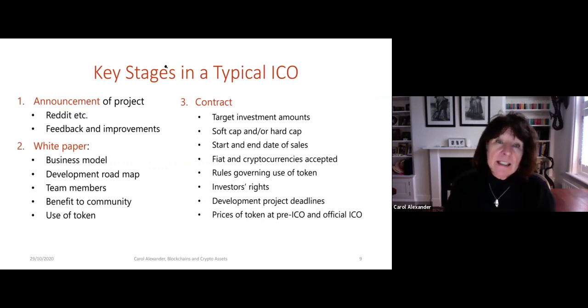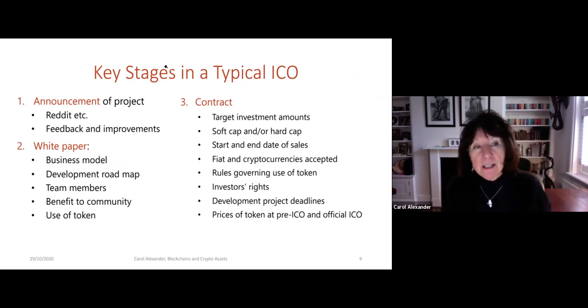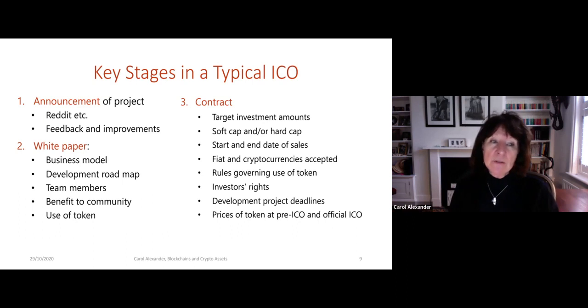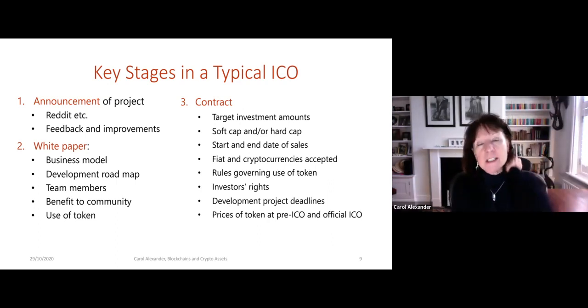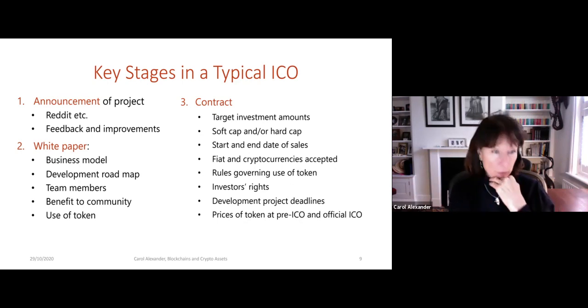So the key stages in a typical ICO are the announcement of the project. That can be done usually on Reddit or any sort of social media. Telegram obviously is a place where you get a lot of these announcements, and some discussion about the project where they get feedback and make improvements.